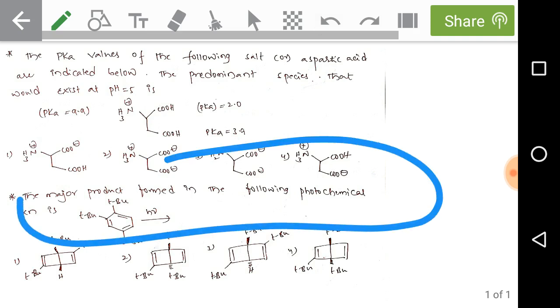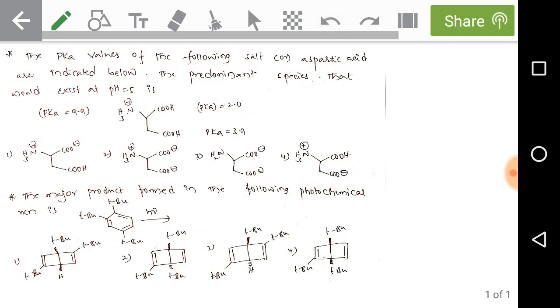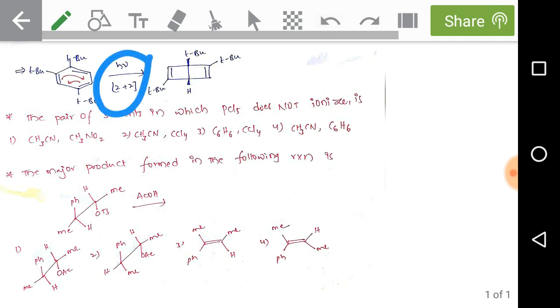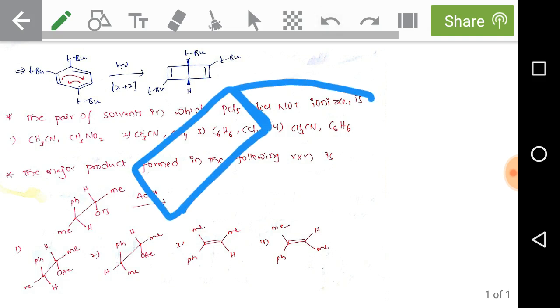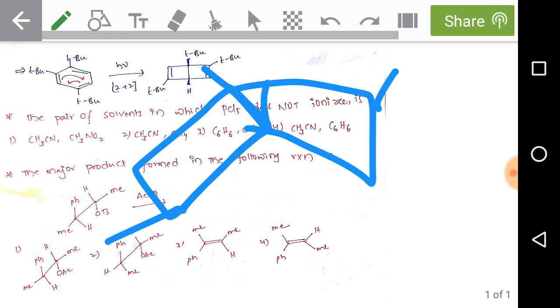Next one, the major product found in the following photochemical reaction is. Okay, just look at the reaction here. We need to find the correct one. Now in the reaction, under photochemical conditions, 2 plus 2 cycloaddition is possible, and it gives the final product where at the fused carbons the tertiary butyl group and hydrogen are on the same side. That means they are cis to each other, because whenever they are cis, the fused rings are in a bent-like structure. So all the groups are far away from each other, and less steric repulsion can be observed in that compound.